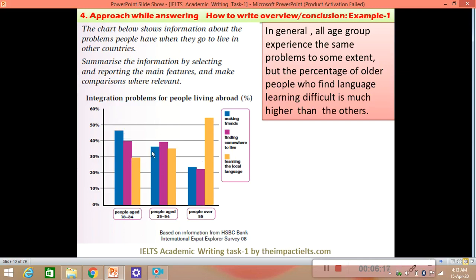So this can be one of the conclusions they have picked. All age groups experience the same problem to some extent. You can say everyone is facing these three problems, but the percentage of older people who find language learning difficult is much higher than the others. So perhaps this is a holistic view of the picture. Alternatively, you could have written that it is clear from the picture that this has been decreasing consistently with growing age, whereas this and this have been growing continuously with age. You can see this is age growth, right? So that's clear now.